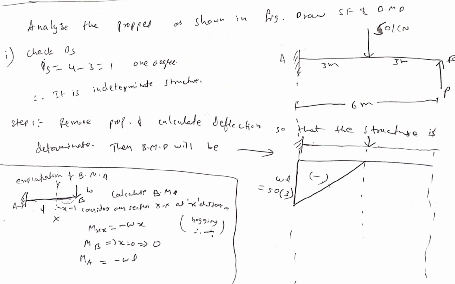Analyze the propped cantilever beam shown in the figure. Draw SFD and BMD. You can see the propped cantilever beam subjected to 50 kilonewton at the center, and there is a prop at B and a fixed support at A.